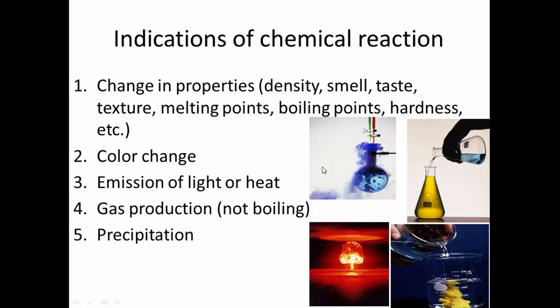And the last one is the production of a precipitate. So if you look at the bottom picture here, you have two clear liquids, and when we pour them together, you actually get this solid that is forming from the chemical reaction.